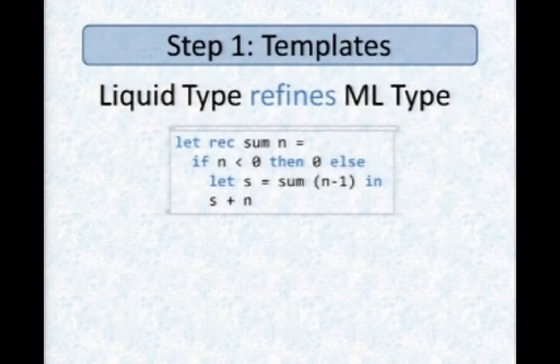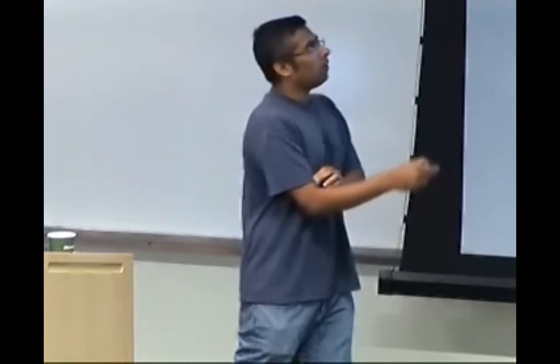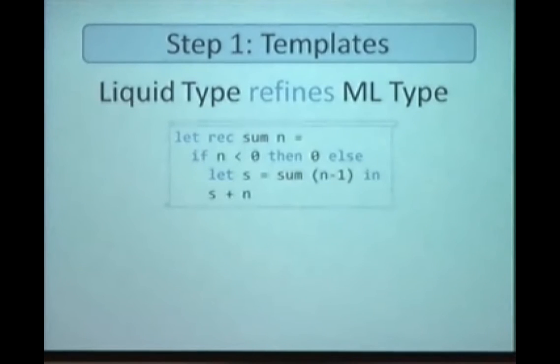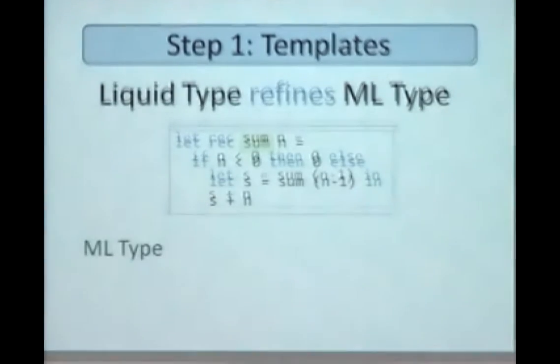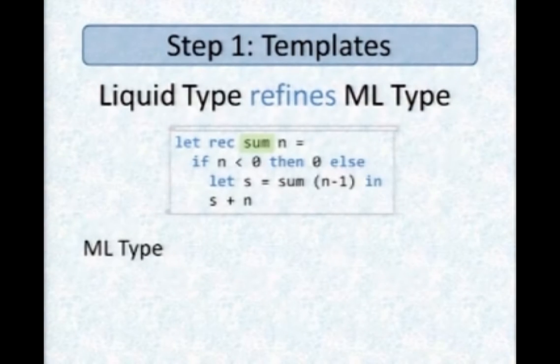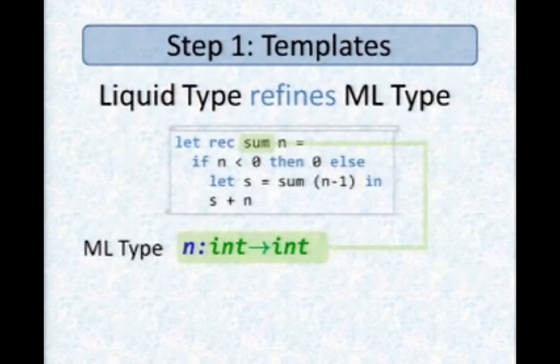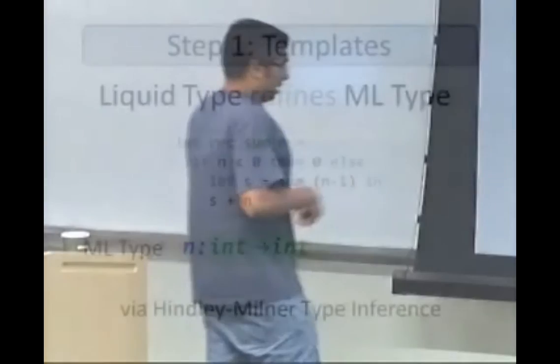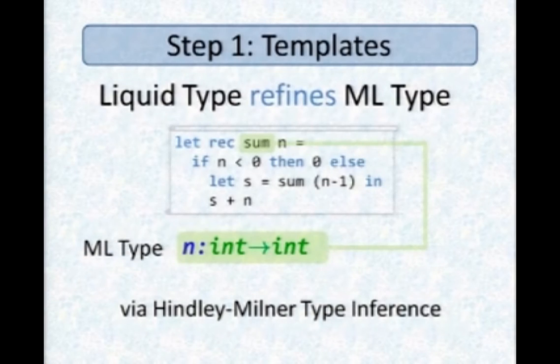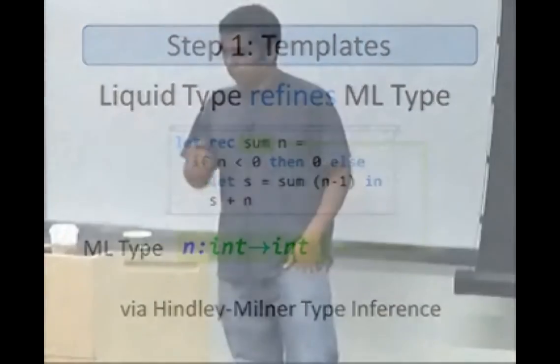Okay? So let's see what these templates look like. So now remember that the liquid type refines the ML type. Okay? So the ML type, and this is really why everything works for data structures as well, is what we have already: the shape of the value that we're trying to say something about. All we're trying to do is to slap on these extra predicates, which are the refinement predicates. So let's come back to sum. Now we already know that the ML type of sum is int arrow int. It takes an integer as an input and spits out another integer as output. And there's standard ways for doing this. People have won Turing Awards for it. It's really quite well known.